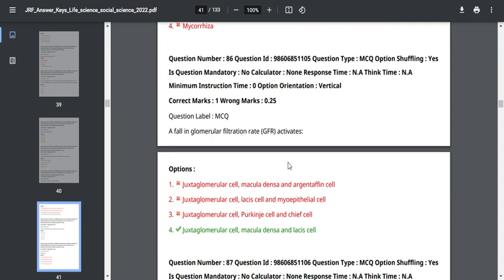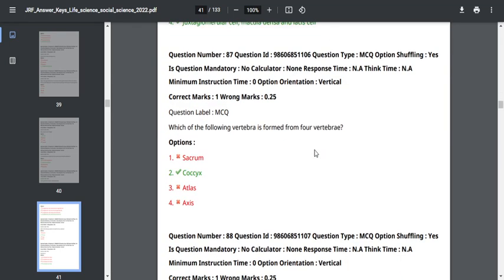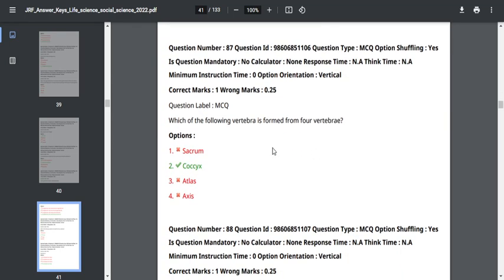A fall in glomerular filtration rate generally activates the juxtaglomerular cells, macula densa and lacis cells, because these JG cells will be releasing the enzyme renin. So when there is a fall in GFR, they will be activating the cells to release a hormone called renin.